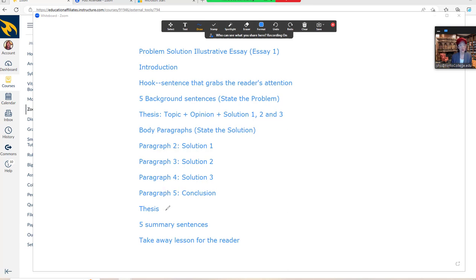Then for your conclusion paragraph, you will repeat the thesis as the first sentence of the last paragraph. Then you're going to write 5 summary sentences to summarize the highlights of your essay. And then you're going to write a takeaway lesson. This is going to be the structure of your essay. You're going to notice that the 3 parts of your thesis statement are going to be topic, opinion, solution 1, solution 2, solution 3. Solution 1 will be paragraph 2, solution 2 will be paragraph 3, and solution 3 will be paragraph 4.